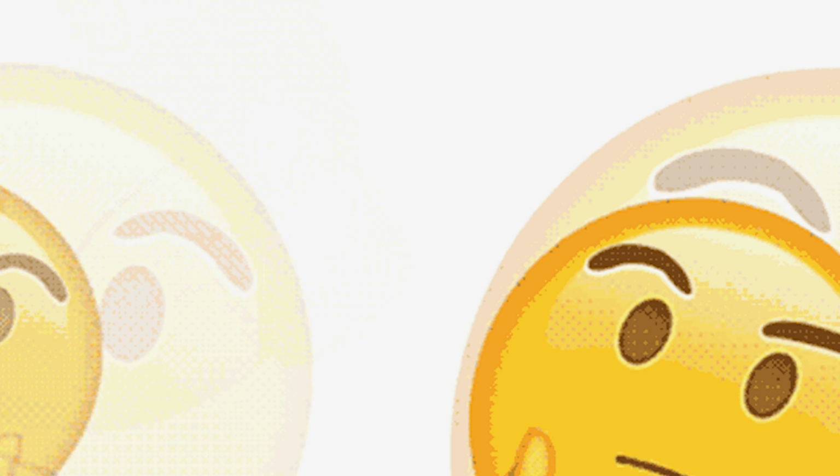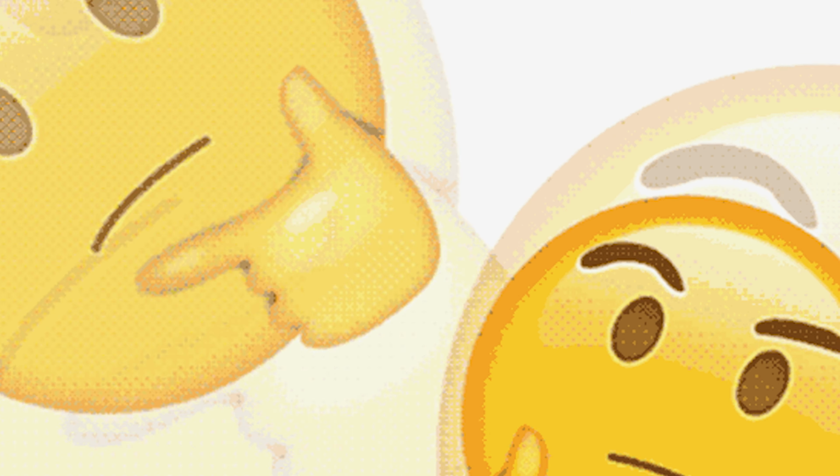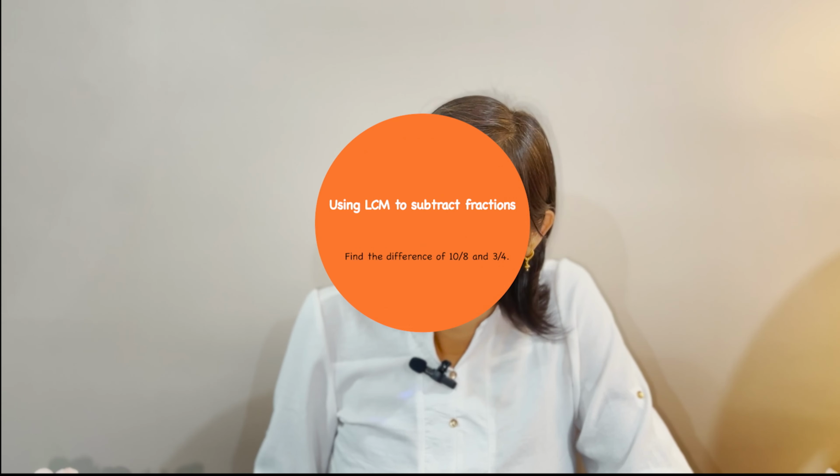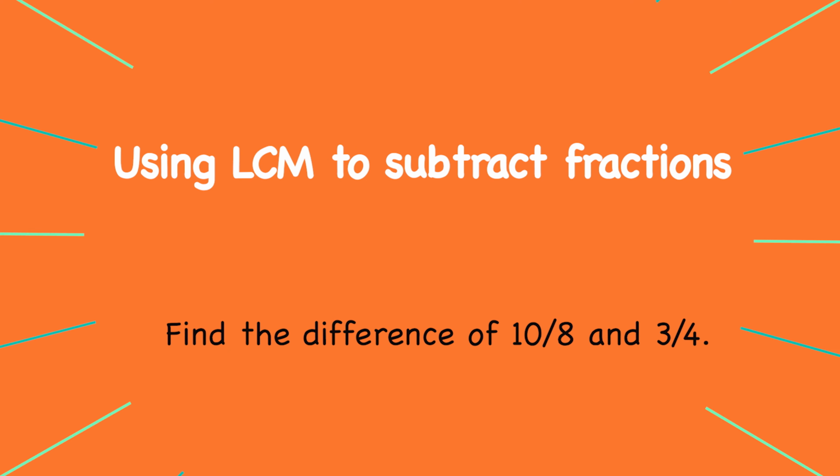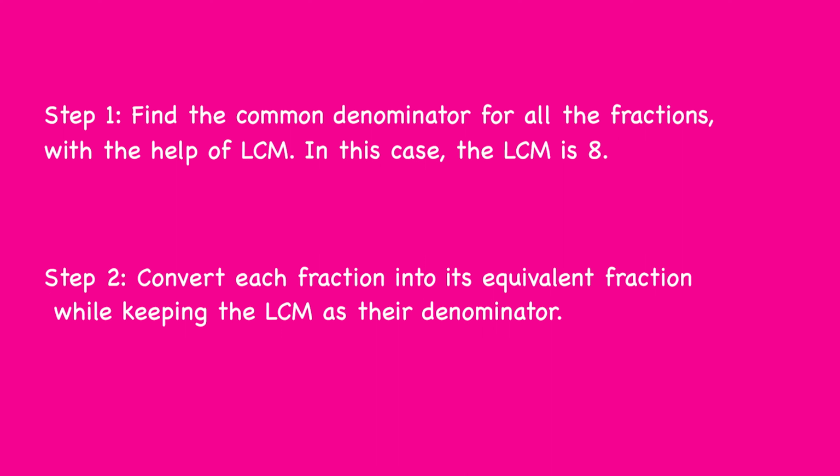And how do we do that? We need to think about a number that is a common multiple for both the numbers given. And the best way to do this is to apply our knowledge of LCM and find the least common multiple for the numbers 8 and 4. Now, the LCM of 8 and 4 is 8. So, the common denominator found in this case is 8.